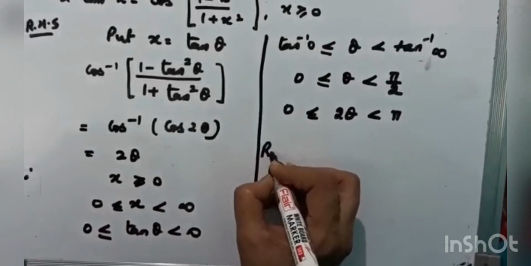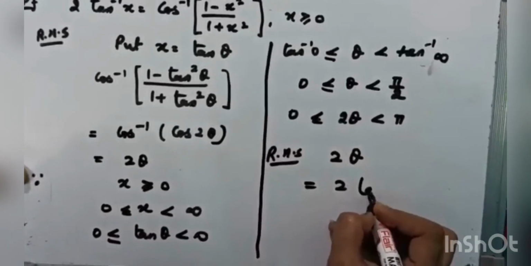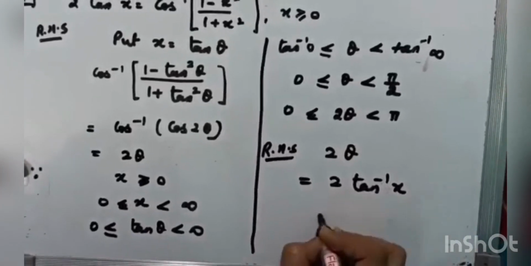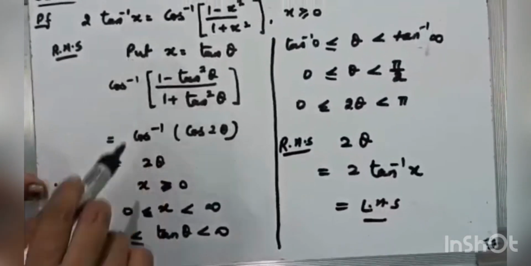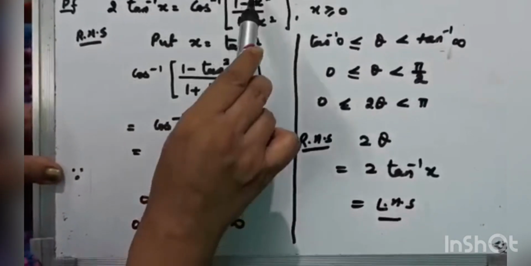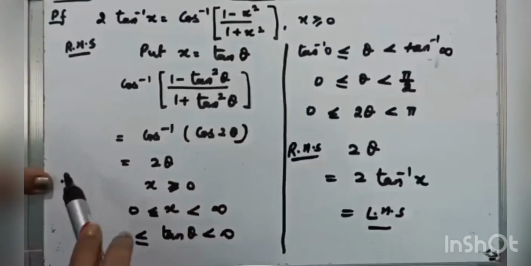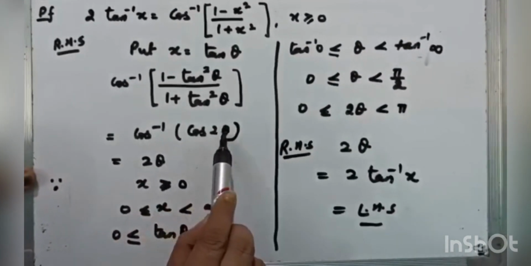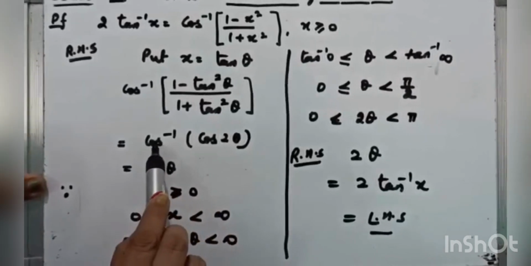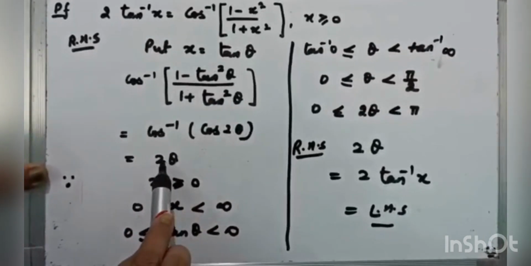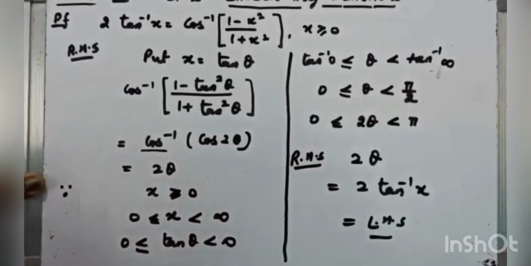So that means our right hand side is 2 theta and our theta is tan inverse x, which is the left hand side. So again, if we want to prove this result, we have to put x equal to tan theta. After applying the formula, this is cos 2 theta. Now cos inverse cos 2 theta is equal to 2 theta only when this angle belongs to the principal branch of cos inverse.